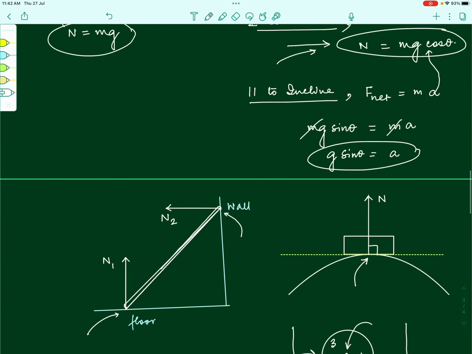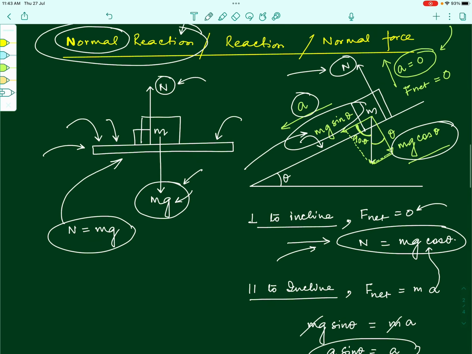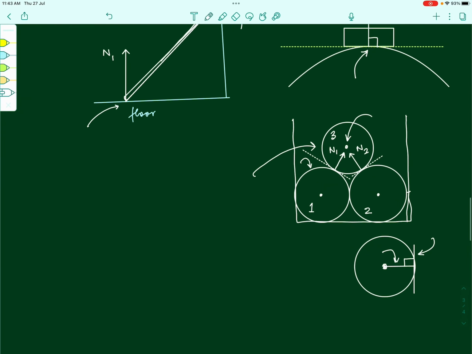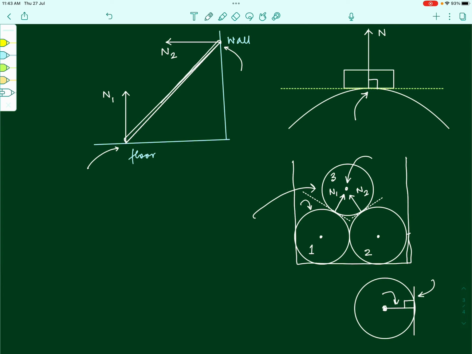Having understood the basic nature of normal reaction, you see that normal reaction is a reaction force that comes as a result of some other force that's already acting. I hope you understand that in this case also, it is because of the weight of ball 3 that it will try to press balls 1 and 2, due to which the normal reaction will come and act on ball 3 from balls 1 and 2.